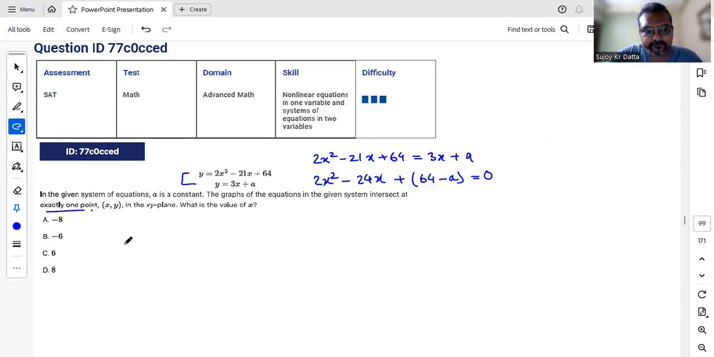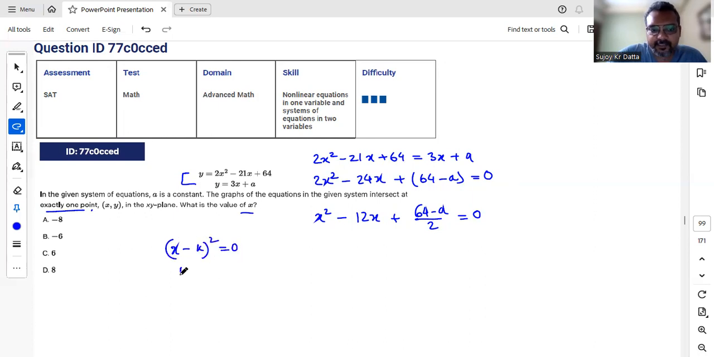There is only one solution. What is that solution they're asking? What is the value of x? Mind it, they're not asking for the value of a. So if I were to divide this whole thing by 2, because 2 kind of goes common from the first two terms at least, we have x squared minus 12x plus 64 minus a by 2. Whatever this side boils down to is not a concern for me. What I am understanding from this question is, since this has to be a single solution, only one solution, this must boil down to x minus k whole square equal to 0. Only then I will have x equal to k as my only solution, right?